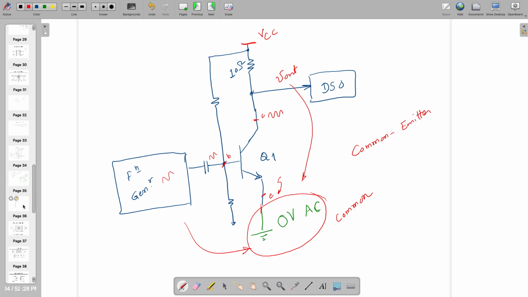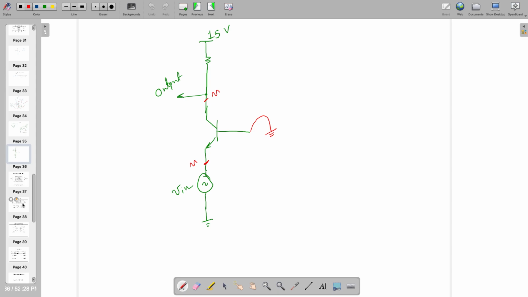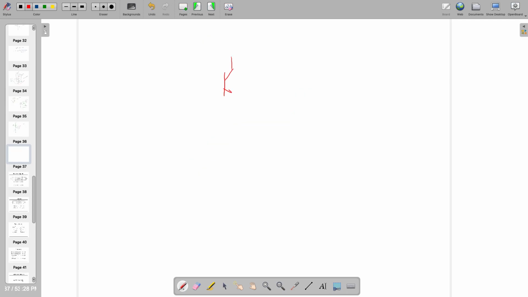If you look at here, everything is measured with respect to 0 volt AC, which is connected to base. So this has to be common base, and the third possibility might be this one. So no problem, right? This is common collector. But if you switch this to PNP, this becomes common emitter.